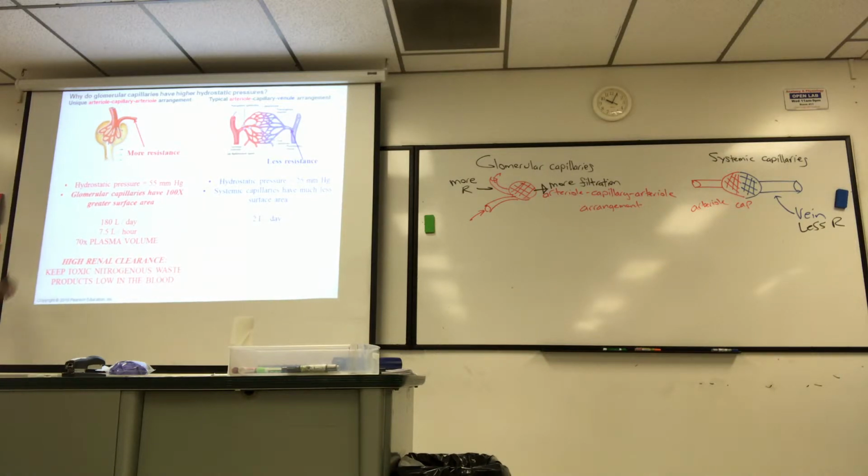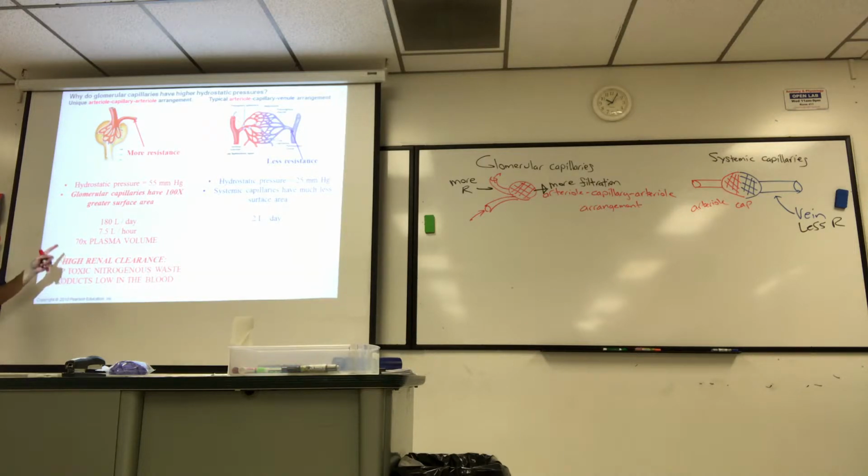And so that's the idea why you have more filtration. There's about 100 times greater surface area too. You've got 1 million of these per kidney. That's a lot of surface area for filtration. It's about 180 liters a day. That's about 7.5 liters an hour. That's about 70 times plasma volume, just filtering that all the time.